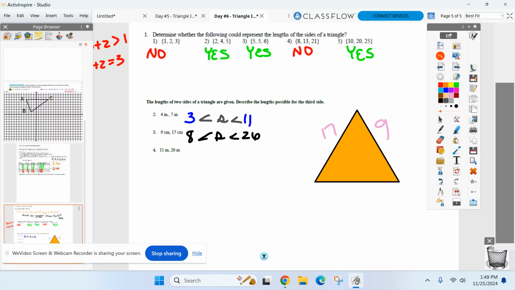Yeah, that would have taken us forever to list out all those possibilities and figure out an inequality. And then finally, we'll end it here. 11 and 20 has to be bigger than 9 when you subtract them, but less than 31. Yeah, we're not writing out all those, huh? All right, so that's the quick way behind it.